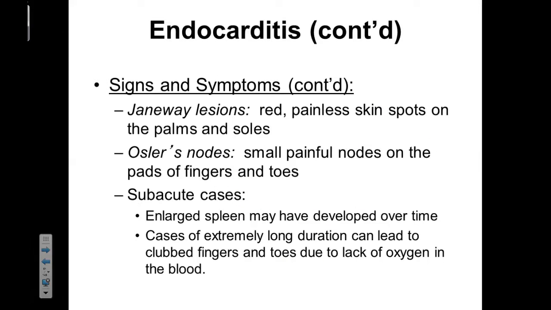Some other specific signs and symptoms can include Janeway lesions and Osler's nodes. Janeway lesions are red spots on the palms and the soles. And Osler's nodes are going to be very painful nodules that occur on the fingers and the toes. Some subacute cases of endocarditis have been associated with an enlargement of the spleen or clubbed fingers or toes due to that lack of oxygen in the blood.